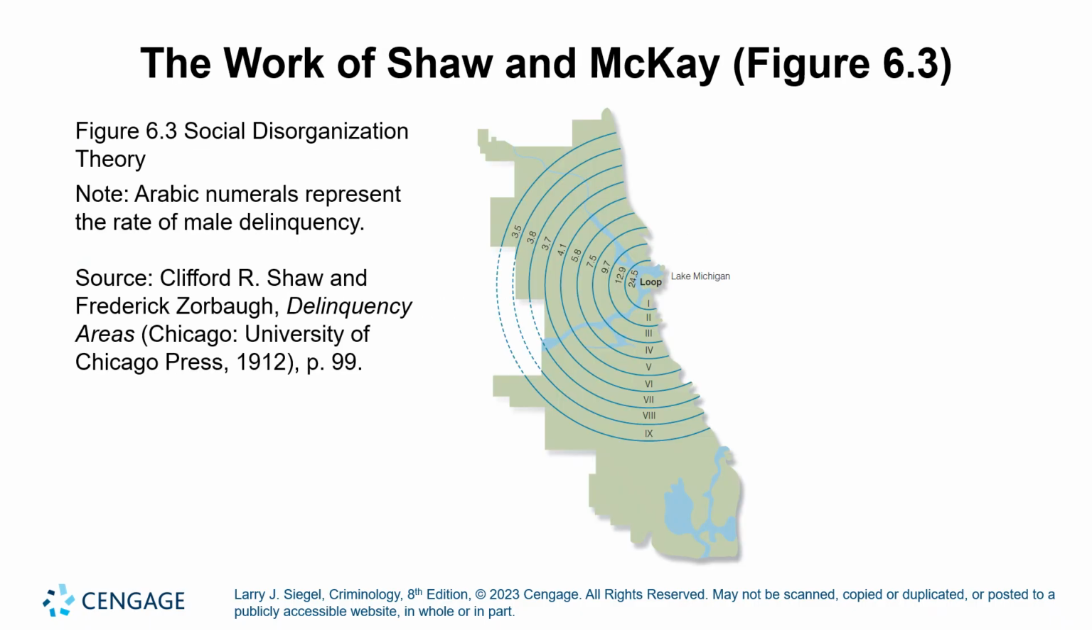And Figure 6.3 illustrates Shaw and McKay's social disorganization theory using rates of male delinquency in Chicago neighborhoods. The Arabic numerals on the map represent delinquencies per area. What's important here is the pattern. Delinquency rates are highest in the inner transitional zones closest to the city center and decline as you move outward. This pattern remained consistent over time, even when the population in these areas changed. This visual supports Shaw and McKay's key conclusion that crime is tied to place, not to the traits of the people living there.